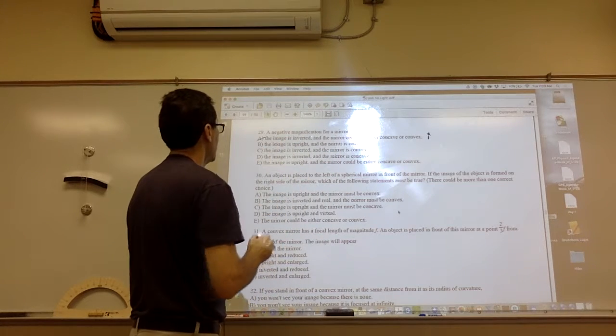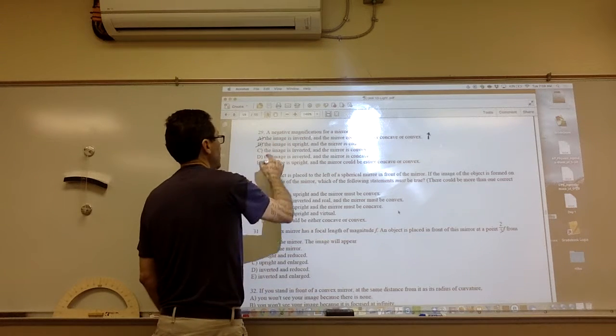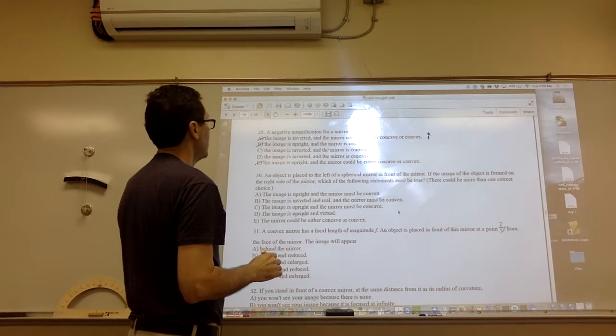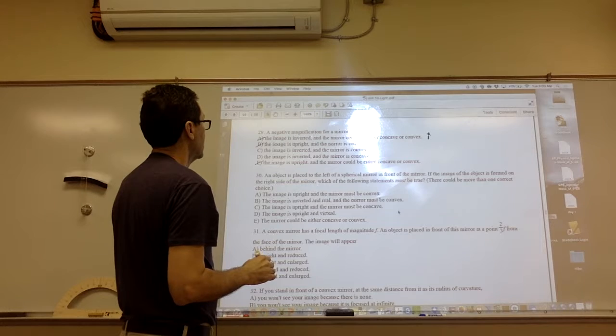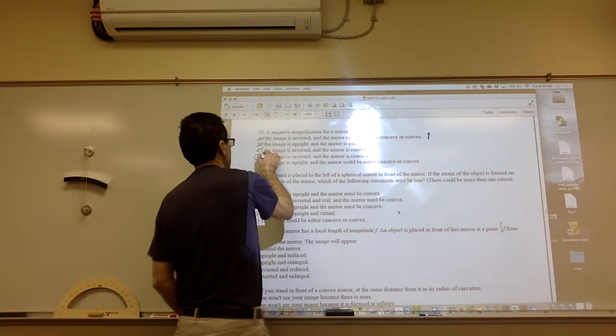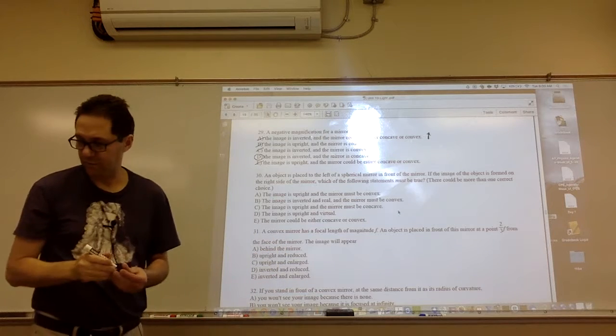If the image is upright, that cannot be right because the image has to be flipped, so B and E are out. The image is inverted and the mirror is convex. Well, it cannot be convex because convex will give you an upright image, so the answer should be just D.